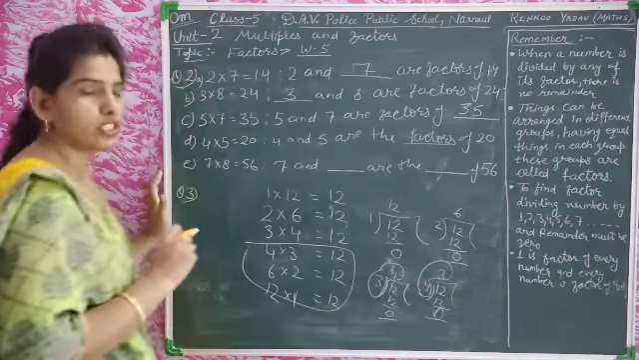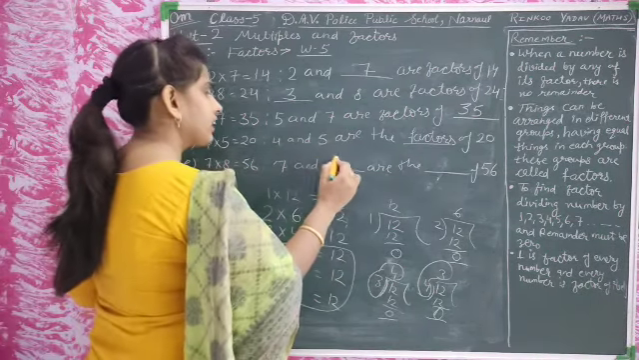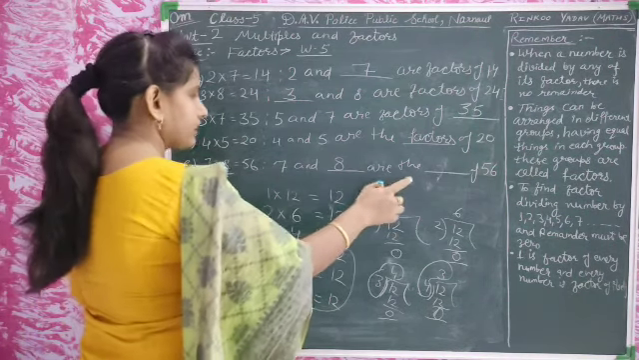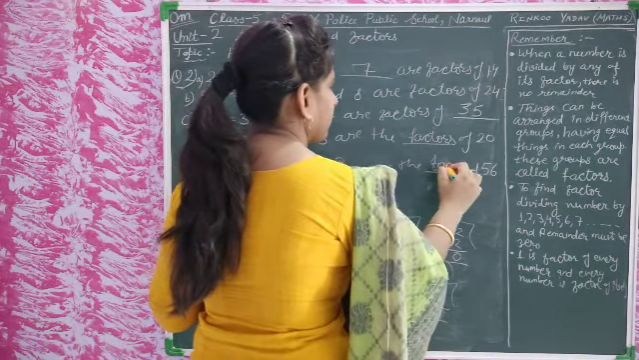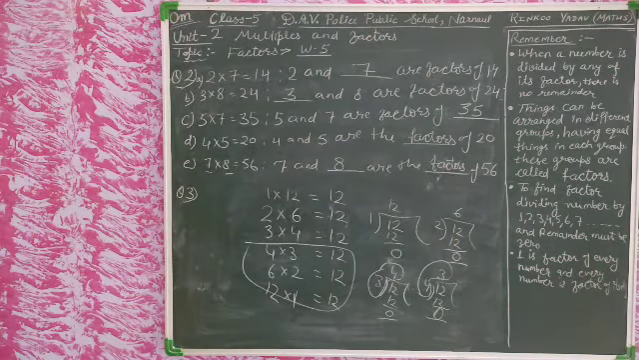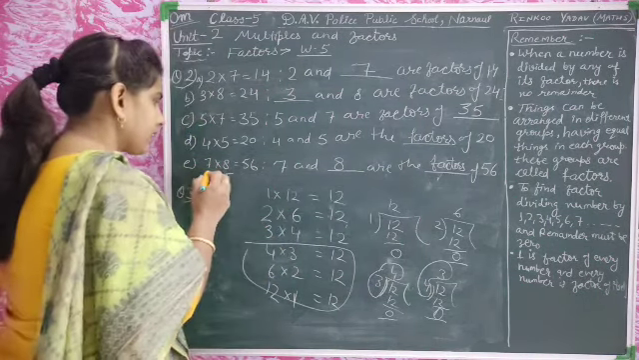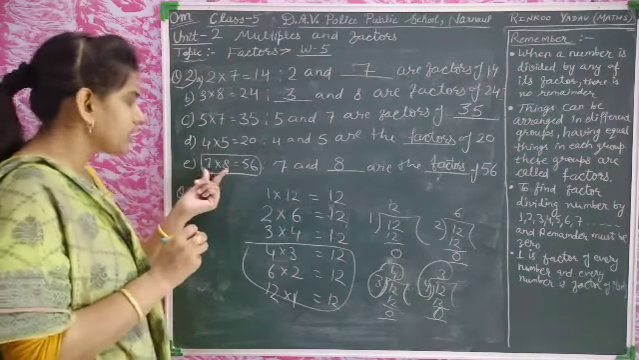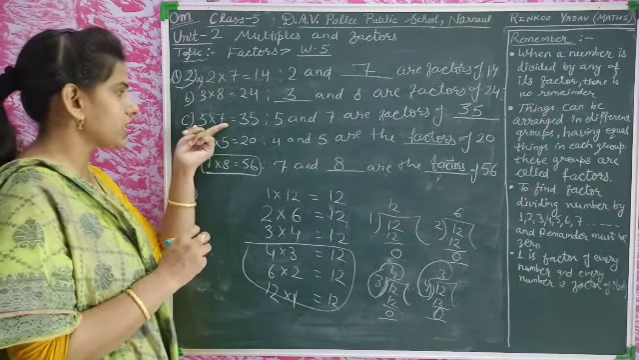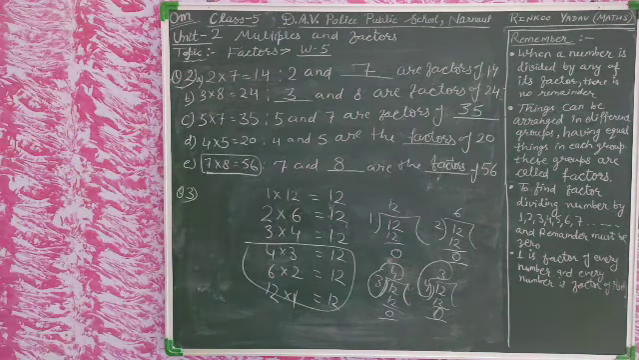Factors of 20. Now 7 times 8 is 56. 7 and 8 are the factors of 56. These are the factors of this number. Is it clear, students? Now we will go to the next question.